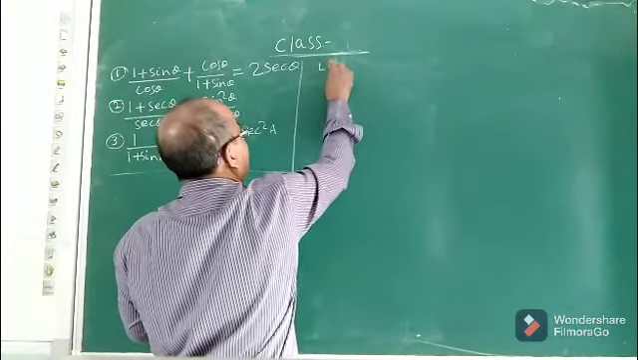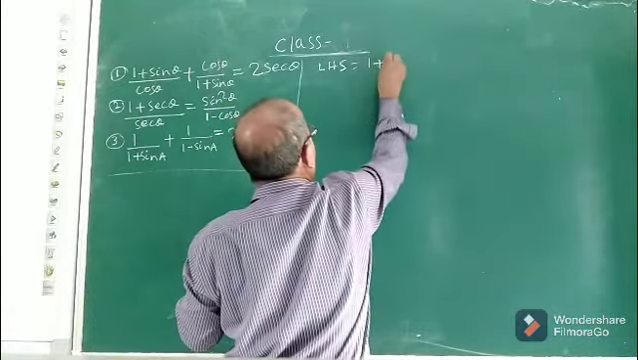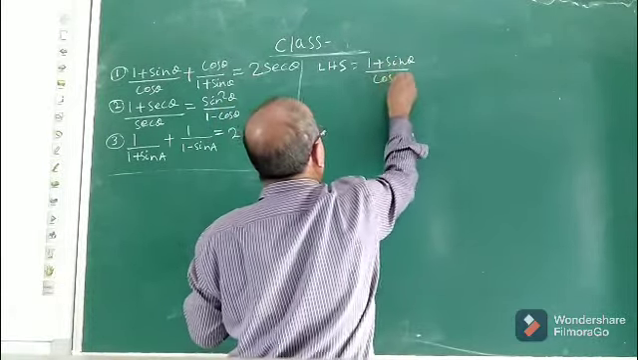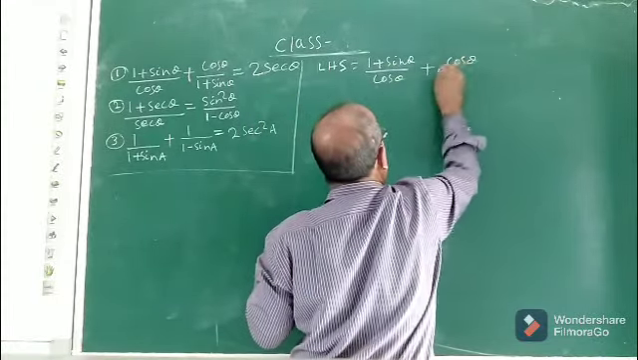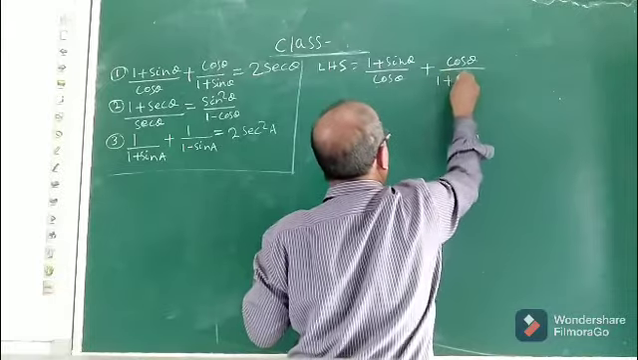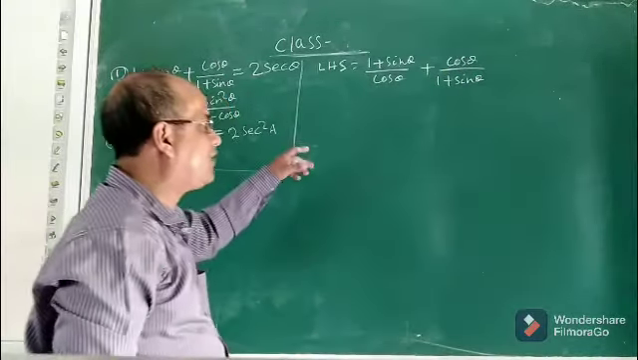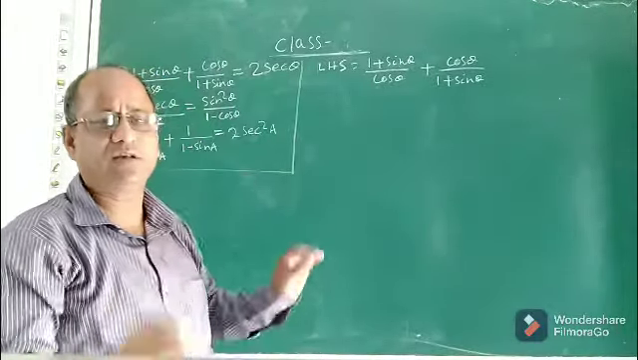See, first you write the LHS. What is written in the question? It is written (1 plus sin theta) divided by cos theta plus cos theta divided by (1 plus sin theta). So this is our left hand side, and we want to show that it is equal to the right hand side, that is 2 sec theta. So how will we prove it?